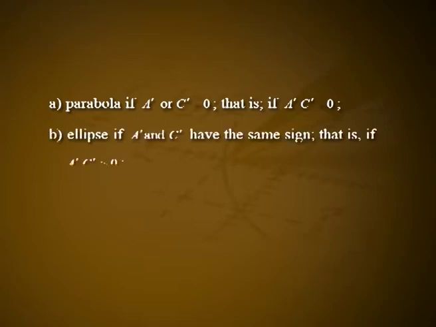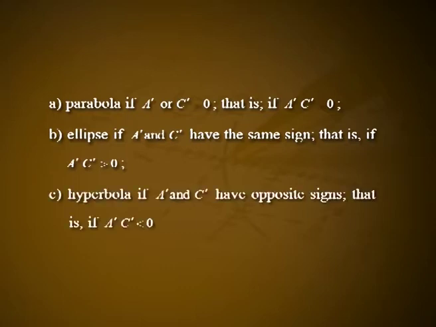Parabola if a' or c' is equal to 0. That is, if a'c' is equal to 0. B. Ellipse if a' and c' have the same sign. That is, if a'c' greater than 0. C. Hyperbola if a' and c' have opposite sign. That is, if a'c' less than 0.